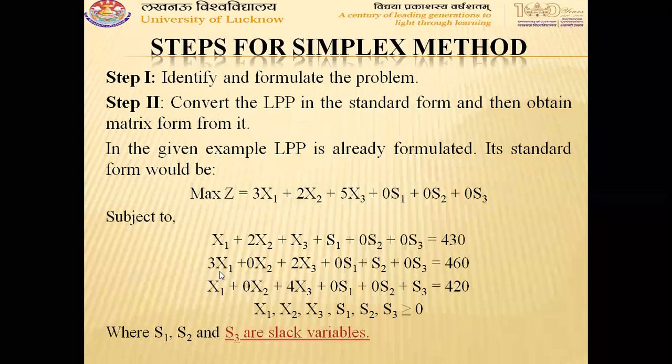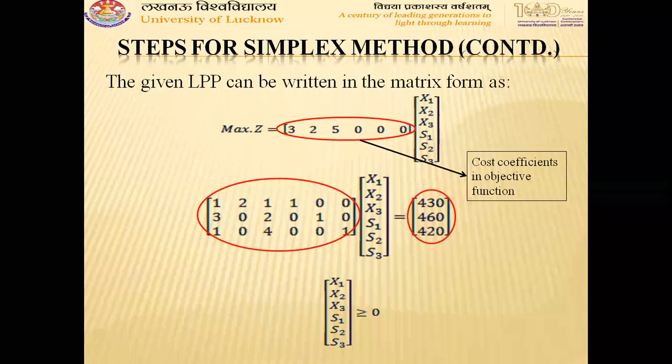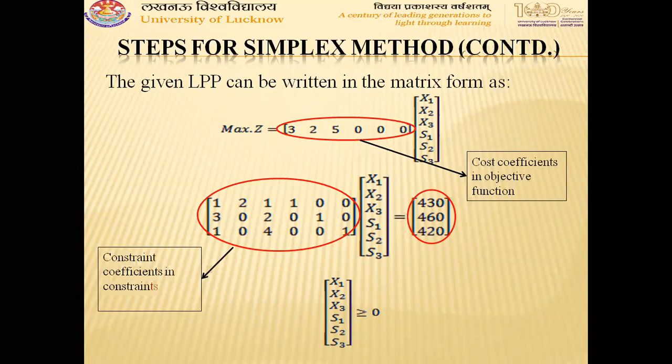Here you can see that the first matrix, which is of order 3 cross 6, is the matrix of constraint coefficients which are in the order of constraints. In the first constraint, the coefficient of x1 was 1, the coefficient of x2 was 2, and the coefficient of x3 was 1. Whereas the coefficient of the first slack variable, that is s1, was 1, and the coefficients of the other slack variables are 0. So the first row will become 1 2 1 1 0 0.